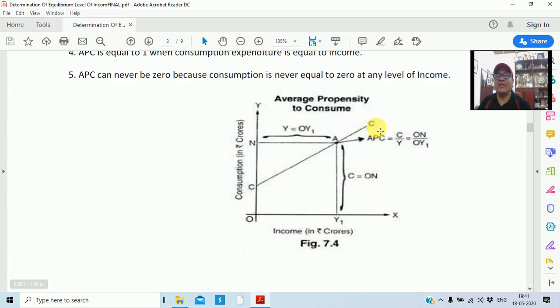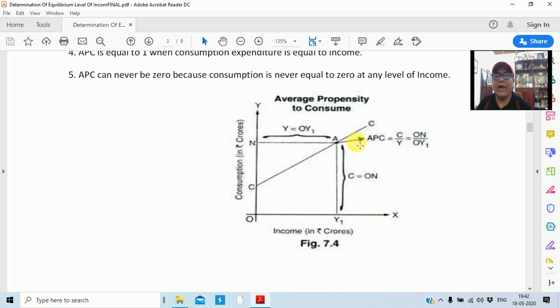Now the APC can be explained with the help of a diagram also. This is your consumption function that you already studied. Why is it starting from this point C? Because we know even if income is 0, consumption can't be 0. Why is it upward sloping? Because we know as income increases, consumption increases. Why is it a straight line? Because its slope is determined by MPC which remains constant. This is your consumption function.